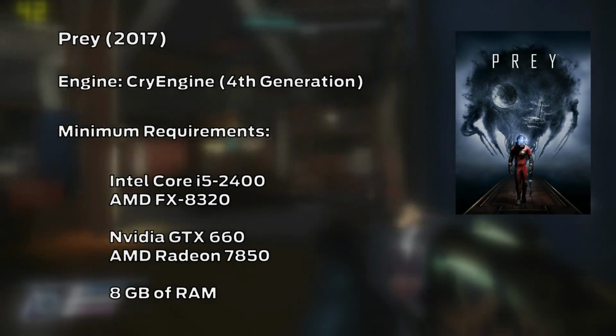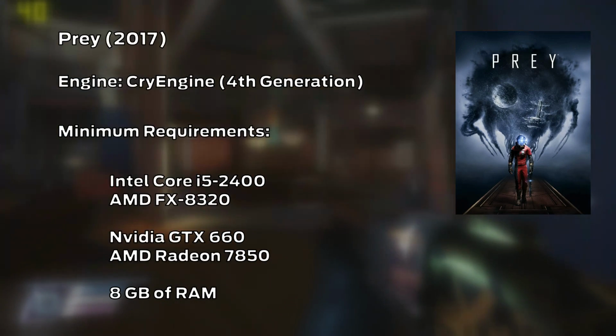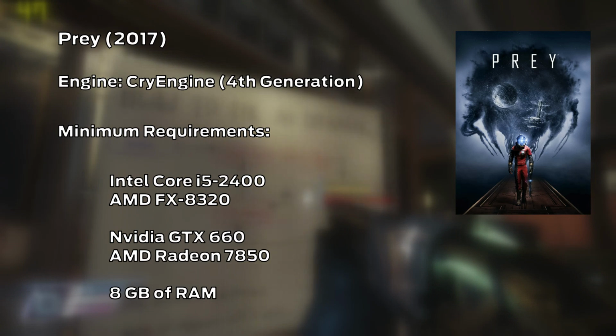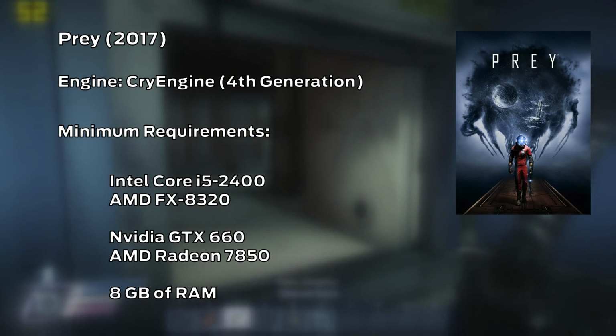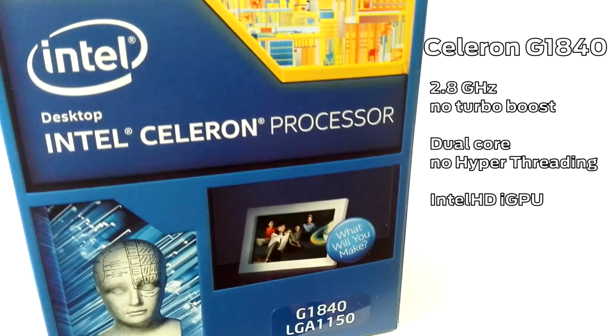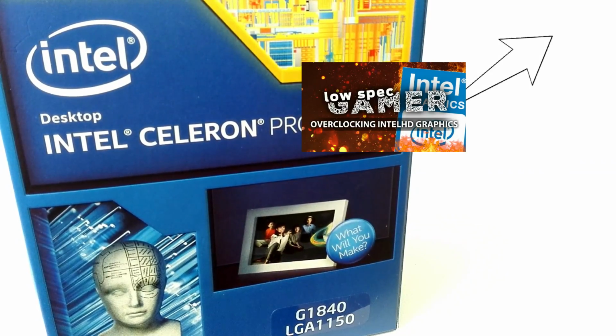Prey is a recently released game running on the newest generation of the CryEngine, the engine made famous by games like Crysis. Since the minimum spec is a GTX 660 and an i5 2400, I decided to see what I could do to make it work on this dual-core Intel Celeron and its included Intel HD, which will be overclocked.